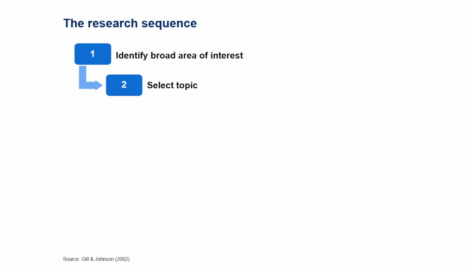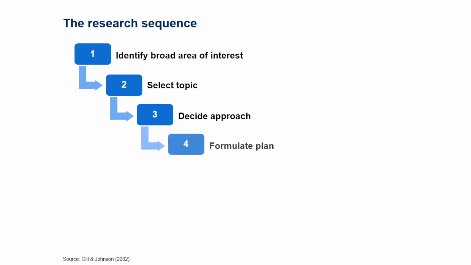Once we have the plan in place, then we can really start the research sequence. So first, we need to identify the broad area of interest. So what is actually the broad topic that we want to study? Then we select the topic. So we dive a little bit deeper and understand what is our topic and what is the research question that we would like to answer. Once we have formulated the research question and the topic, then we need to decide on the approach. So how are we going to find out about our topic? How are we going to solve for the research question that we are answering?